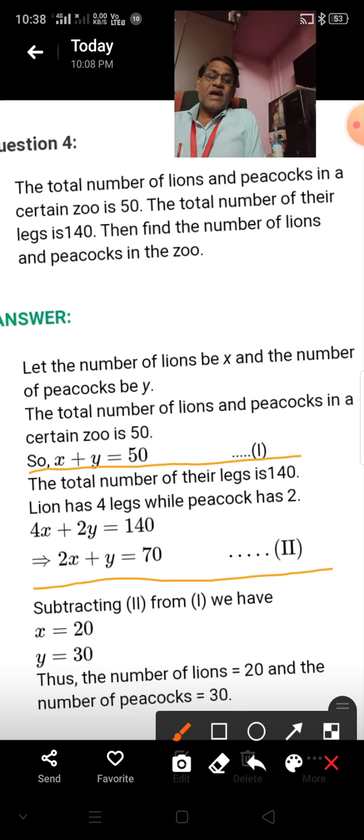So the number of lions is 20 and the number of peacocks is 30, and the total number of legs is 140. In this way you can find out the total number of lions and the total number of peacocks in the zoo.